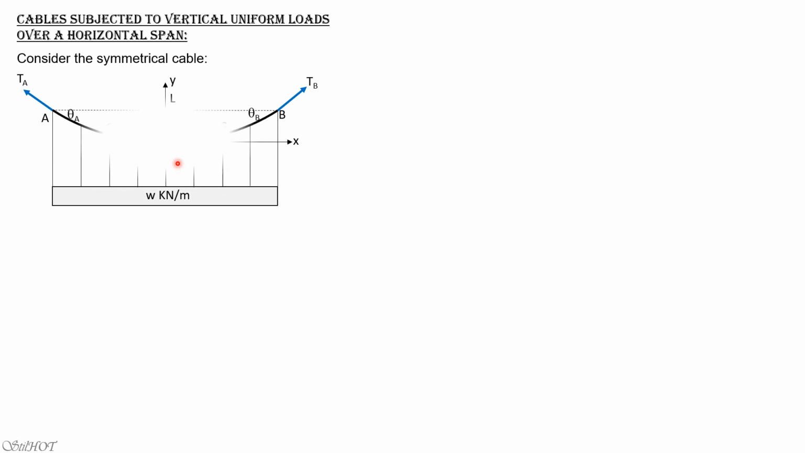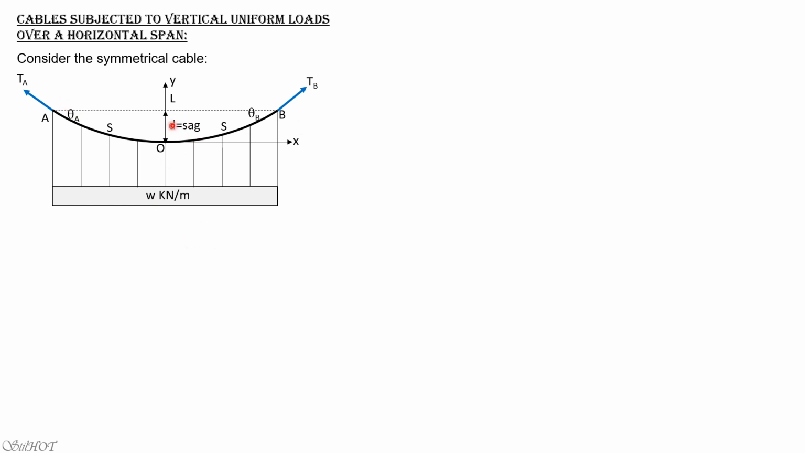Then, cable subjected to vertical uniform loads over a horizontal span. So what if the beam is subjected to vertical uniform loads, projected on a horizontal span, like this one. This is a symmetrical cable, and we will show here that the equation of this cable is a parabola.